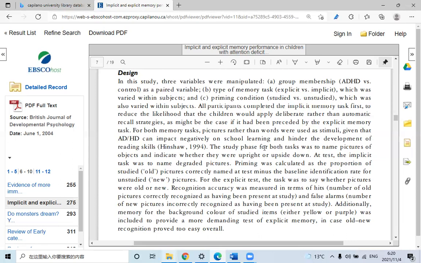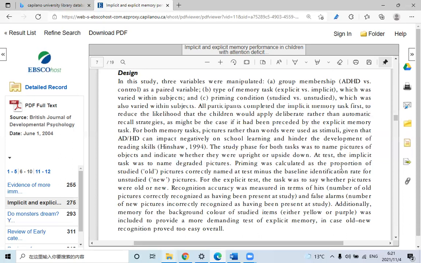The study phase for both tasks was to name pictures of objects and indicate whether they're upright or upside down. That's understandable. You name the picture. What is it? Is it a doggy or a house? Is it upright or upside down? In the test phase, the implicit task was to name degraded pictures. So you would degrade the picture. It's unclear, and you have to name it. That is an implicit task.